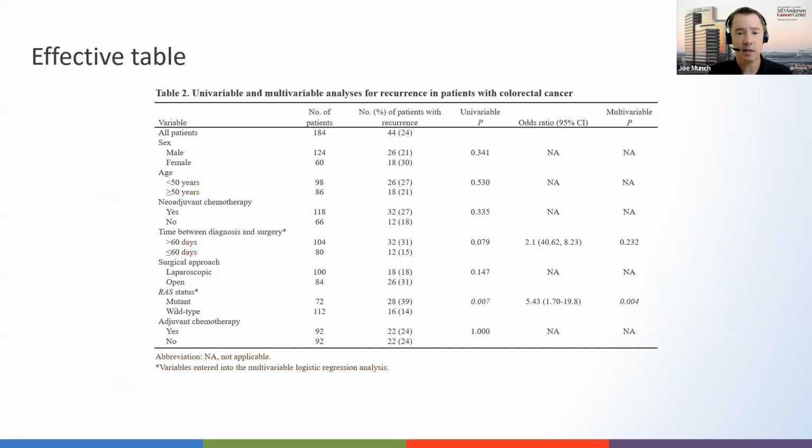Here's the final table. The main message of the table is now easy to grasp within a few seconds. We can quickly see that only one factor was significantly associated with recurrence on univariable and multivariable analysis. That's mutant RAS.